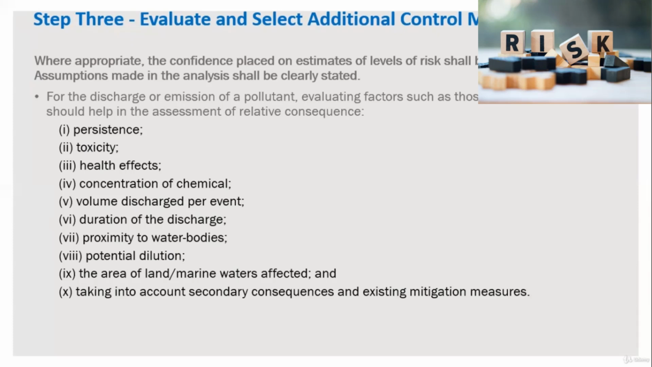Proximity to water bodies is an environmental factor. It is going to the water bodies and it will pollute them for all the animals and humans, and other water bodies, if it is polluted. Potential dilution, the area of land and marine waters affected, taking into account secondary consequences and existing mitigation measures.